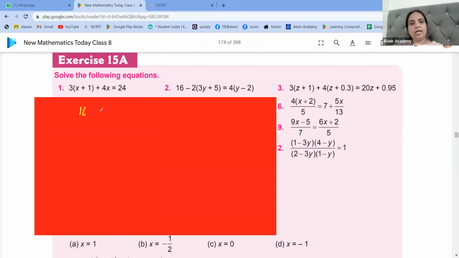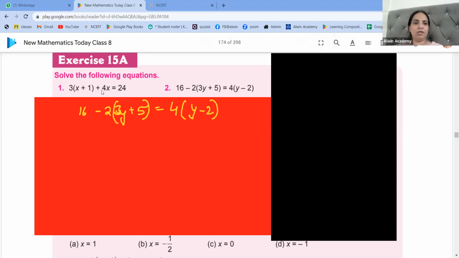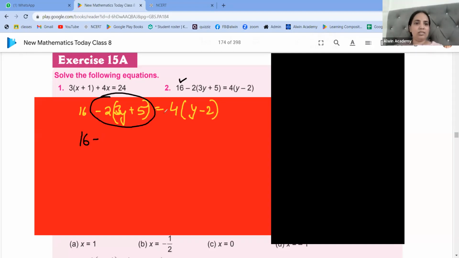This is 16 minus 2(3y plus 5) equals 4(y minus 2). To make this question easy for you, Sridhar beta, I'll do it in different parts. This 16 we know is 16 only, right? So I'll write this 16. And to solve the rest, I am taking you to the other screen. This is negative 2 times (3y plus 5).